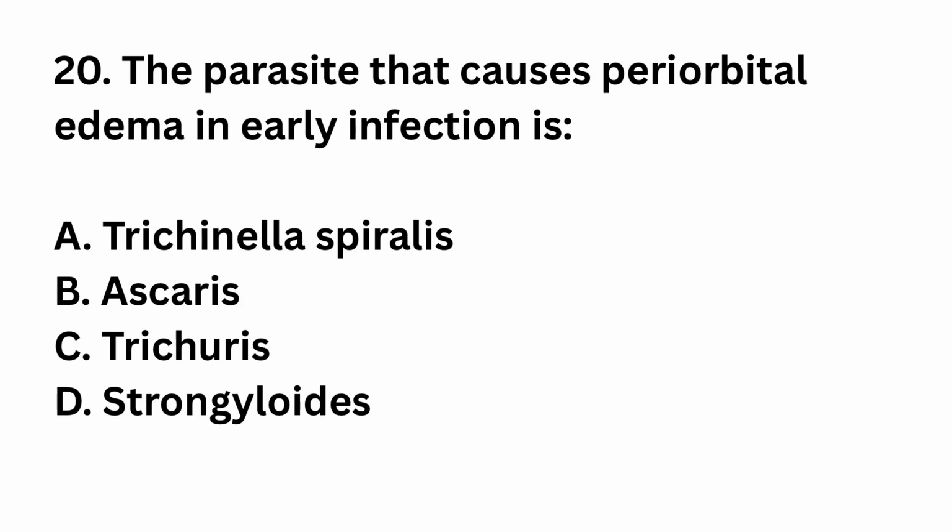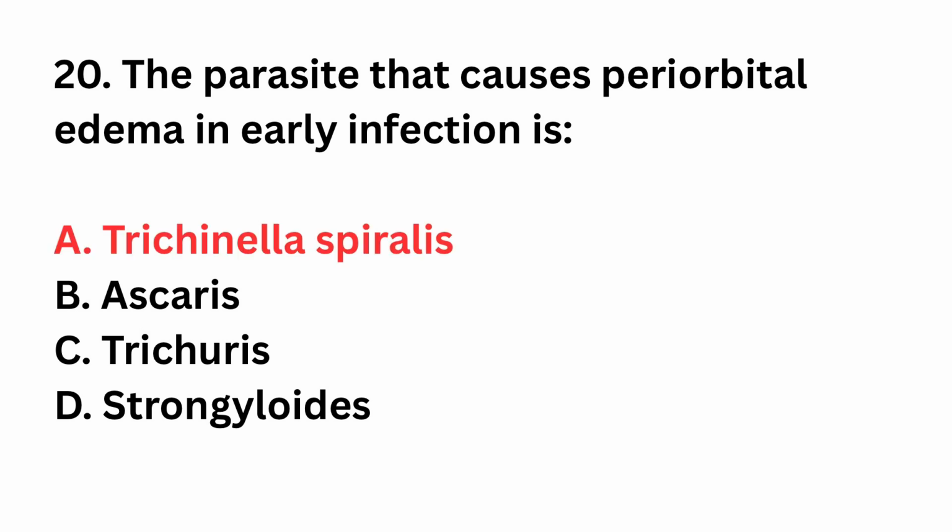Question number 20. The parasite that causes periorbital edema in early infection is Trichinella spiralis, Ascaris, Trichuris, Strongyloides. The right answer is option A, Trichinella spiralis. Trichinella larvae invade muscle tissues. Edema around the eyes is a classic early sign.